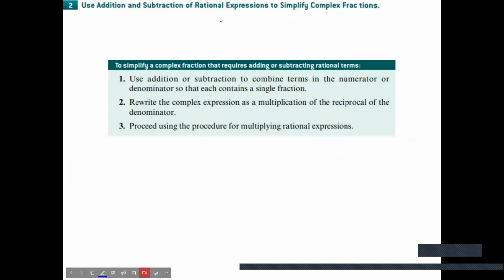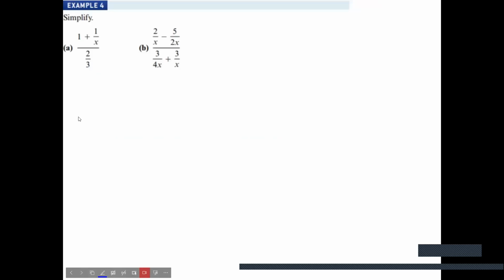Okay, addition or subtraction of fractional expressions to simplify complex fractions. So use addition or subtraction to combine terms in the numerator or denominator so that each contains a single fraction. Rewrite the complex expression as multiplication by the reciprocal of the denominator. Proceed using the procedure for multiplying rational expressions. So let's see.